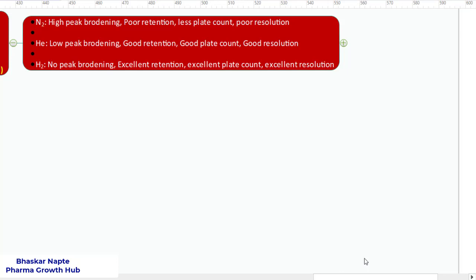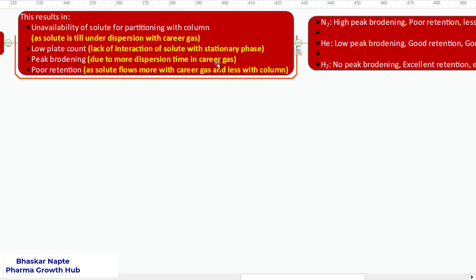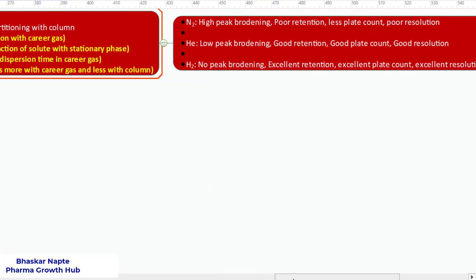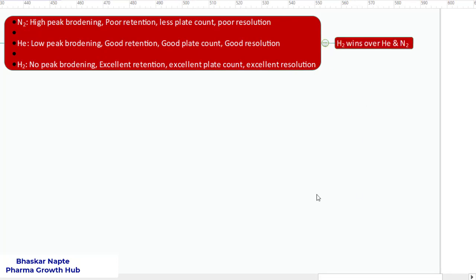And lastly, hydrogen. It will not have much peak broadening, no peak broadening, excellent retention, excellent plate count, and excellent resolution. So I hope you understand how this comparison has been made. It is based only on this particular box, what it results in as the end point of higher dispersion. And the last one, what is the conclusion? Hydrogen wins over helium as well as nitrogen.